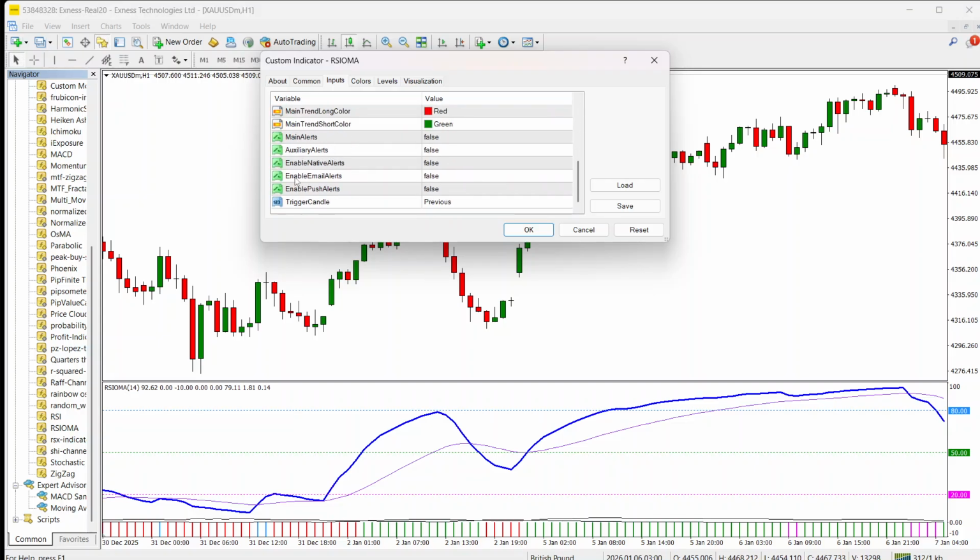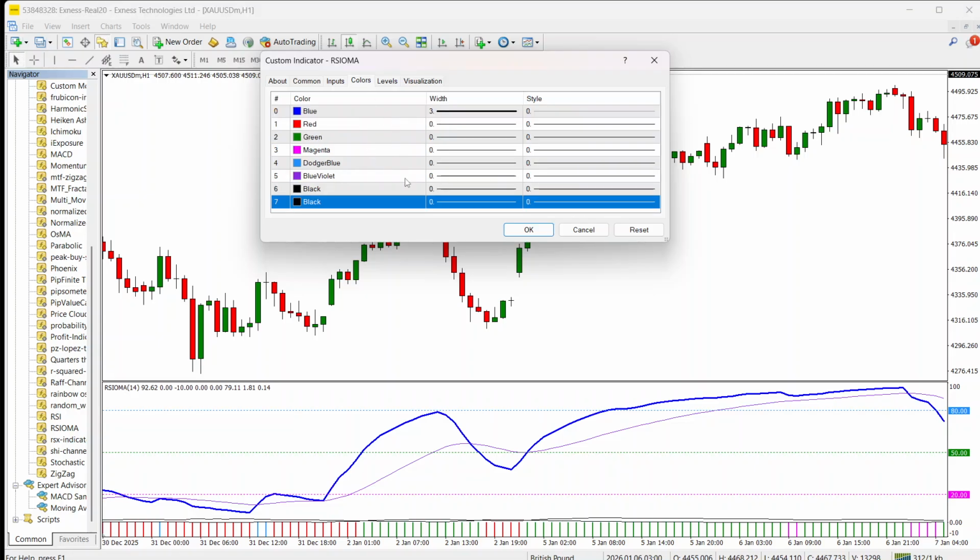Alert options are also available, including pop-up alerts, email notifications, sound notifications, and push notifications to mobile phones. Also, alerts can trigger when key levels are crossed or lines cross each other. The RSI-OMA indicator is aimed at traders who want to identify potential shifts in market trend using a smoothed, filtered version of RSI that reduces false signals from choppy price action.